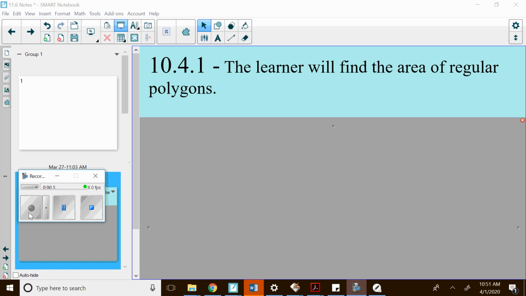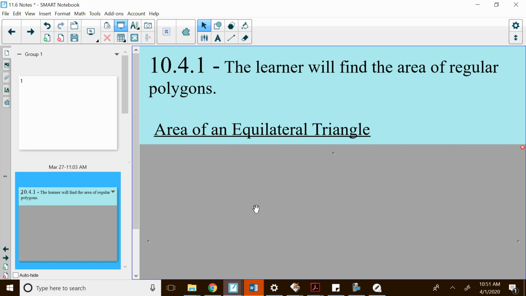In 10.4, we're going to find the area of a regular polygon. So we're getting out of circles, pretty much entirely. Actually, we're done with circles for new sections anyway. And we're going to find the area of polygons now, starting with an equilateral triangle.